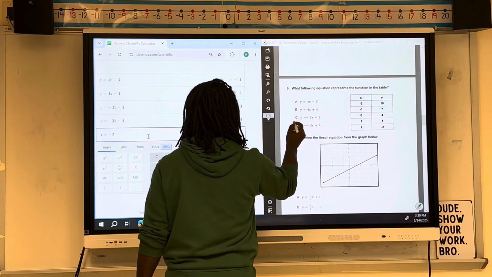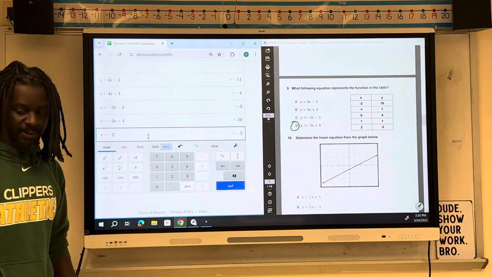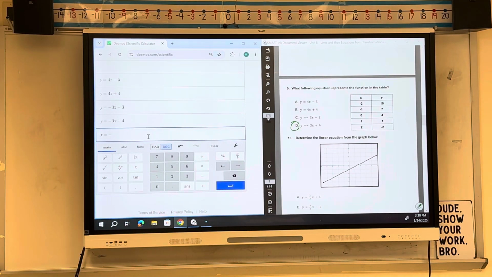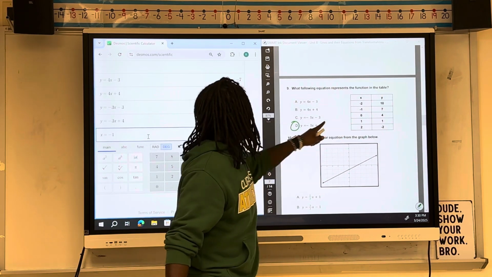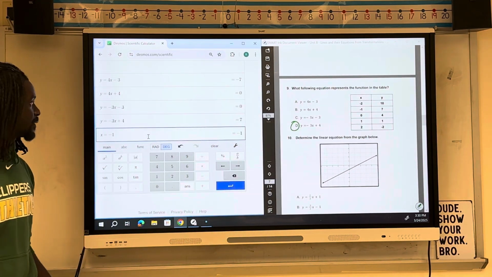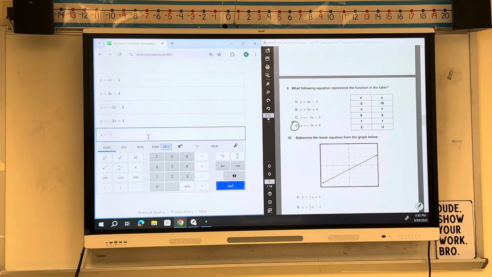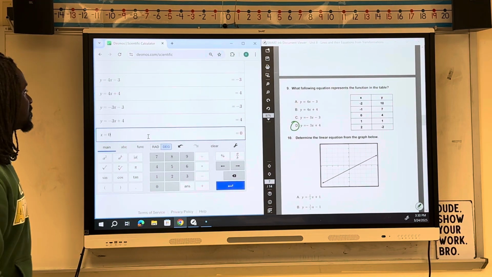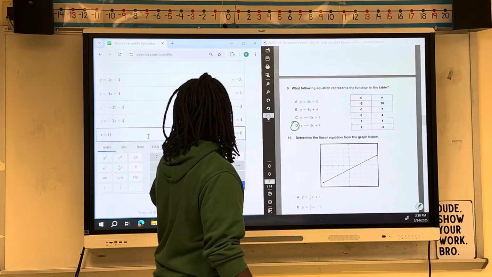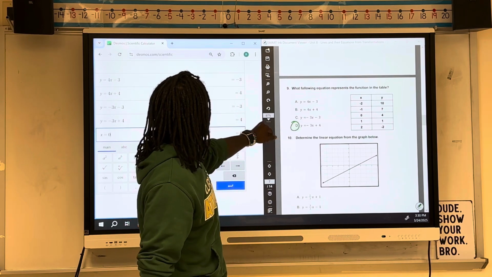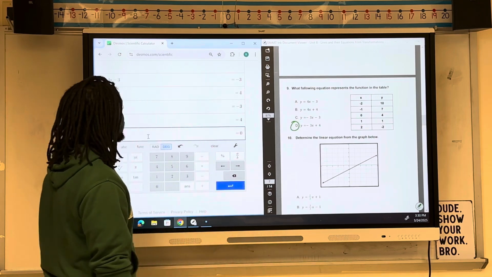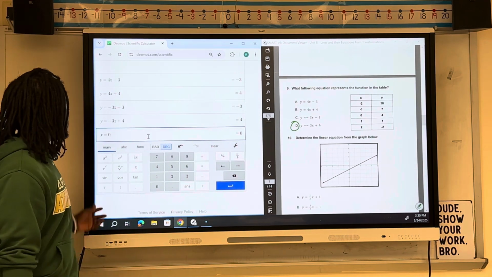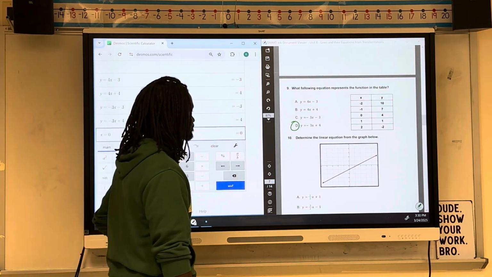But let's make sure all the other ones work. What about when x is -1? When x is -1, I'm looking for the one that says it's 7, and that is also D. And I'll do one more just for good measure. When x equals 0, I'm looking for the one that has y equals 4. And that is, again, right on that one. So my answer is D.